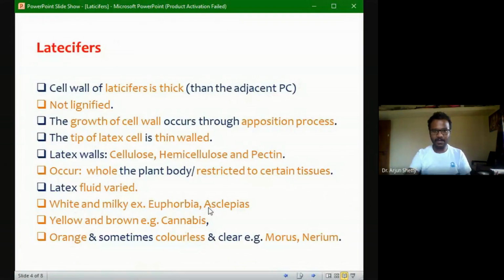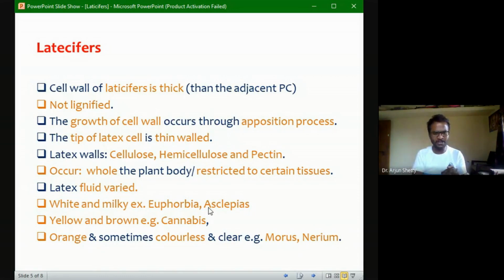Okay, so these laticifers are distinguished from the neighboring or adjacent cells in that they are quite thicker than the adjacent parenchyma cells. But the thickening of the cell wall is not because of lignification; they are non-lignified. Their cell wall thickening is just because of excess deposition of cellulose, hemicellulose as well as pectin. Nothing but the growth of the cell wall occurs by the apposition process.